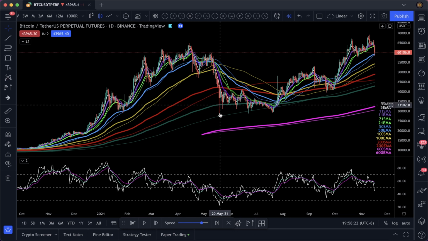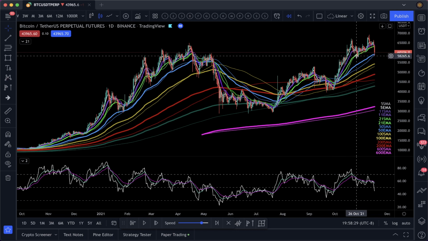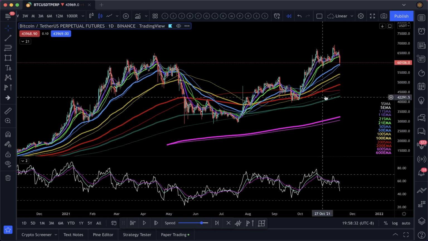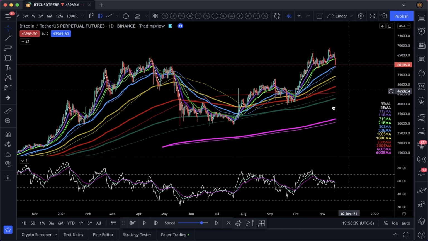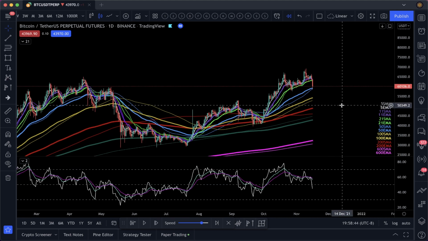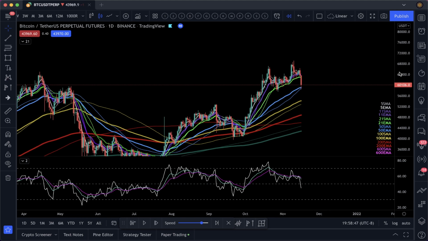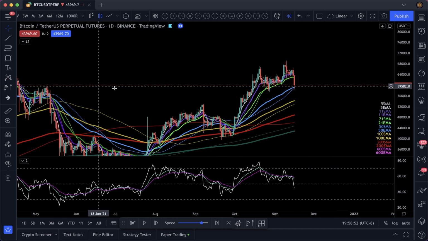So once we pumped off the 350, now your 350 is above, right? 350 SMA is above your 350 EMA, right? All the rest of them are still looking good, you know. Not great though, okay? Especially coming off a one-day bearish divergence, which is very strong.